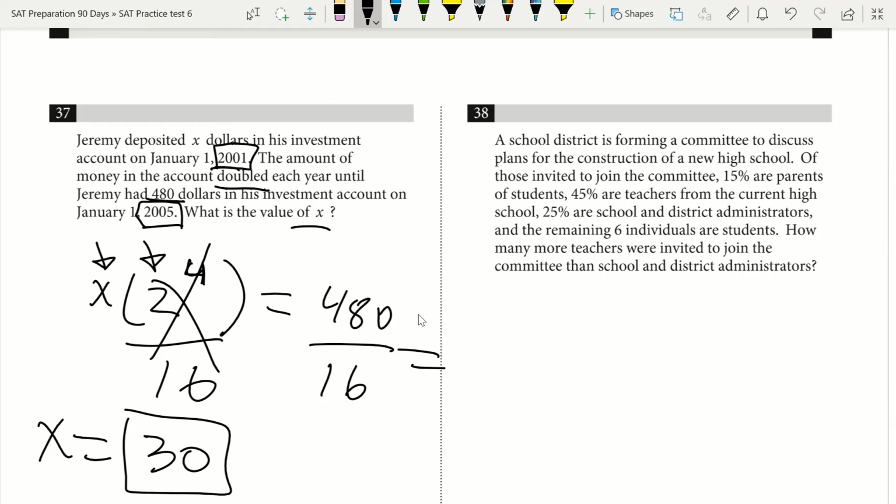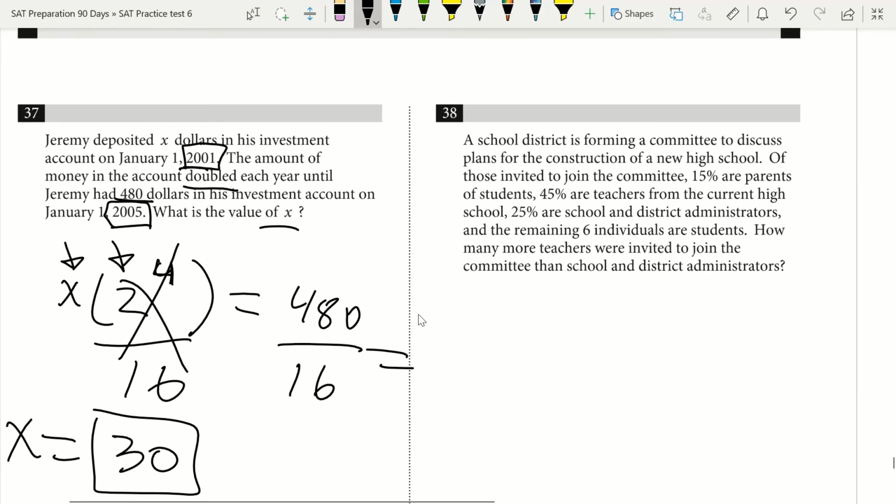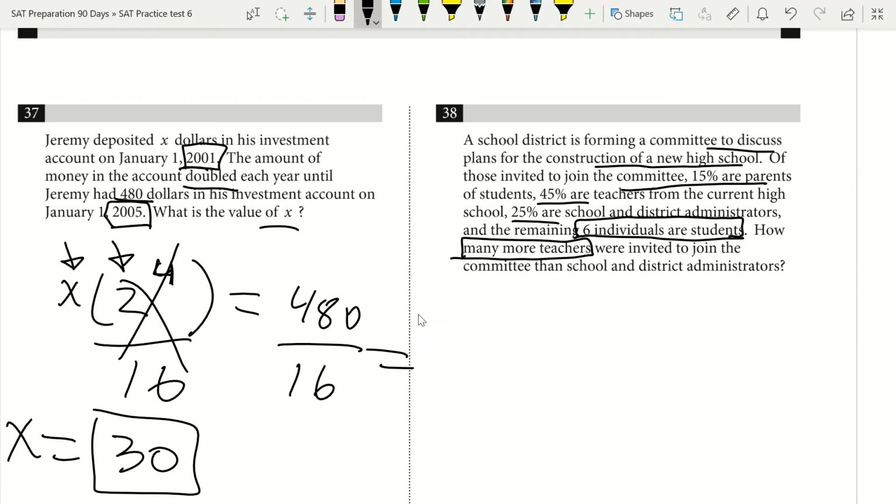Alright, so now I go ahead and move over to 38. We've got a school district forming a committee to discuss plans for the construction of a new high school. Of those invited, 15% parents, 45% teachers, 25% administrators. The remaining 6 are students. That's the key part there. How many more teachers were invited to join the committee than school district administrators?